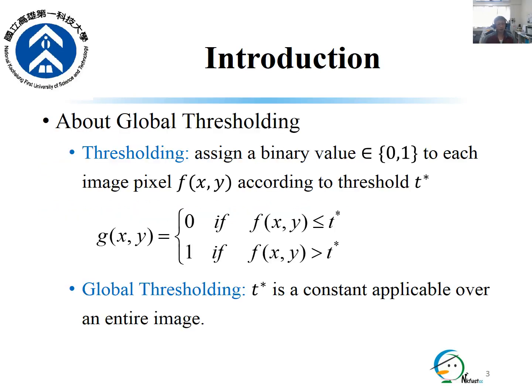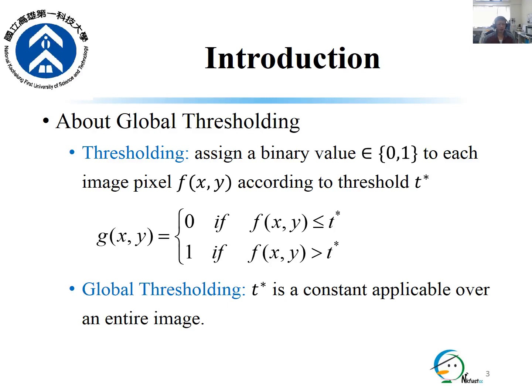What is thresholding? Thresholding is an operation to assign a binary value 0 or 1 to each image pixel f(x,y) according to a threshold value t*. If f(x,y) is less than or equal to t*, the output g(x,y) is 0. Otherwise, g(x,y) is 1.